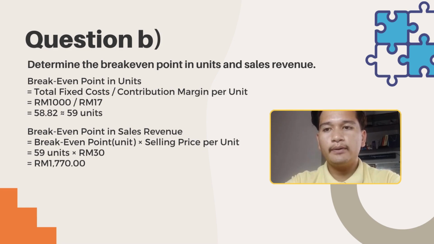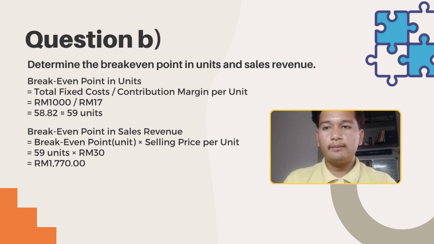The next question is to determine the break-even point in units and sales revenue. The formula for calculating the break-even point in units is total fixed cost divided by contribution margin per unit. The total fixed cost is RM1000 and the contribution margin per unit is RM17. And the total is 59 units.